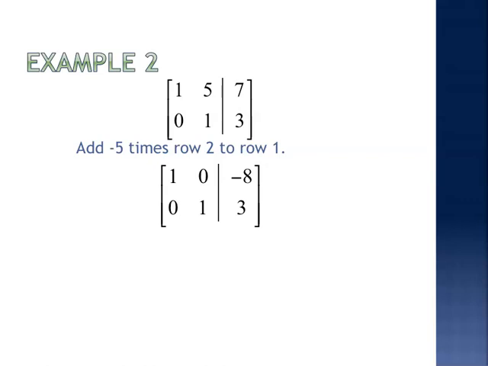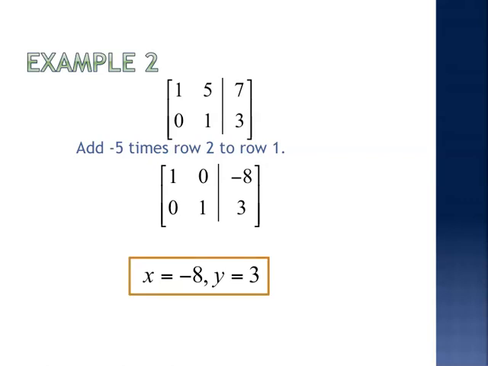So now in our form, we actually have what we said is called the identity matrix on the left, and on the right, now I have -8 and 3, and we know that in this form, whatever you end up with on that right column, the rightmost column, is going to be our solution. So that means x is equal to -8 and y is equal to 3.